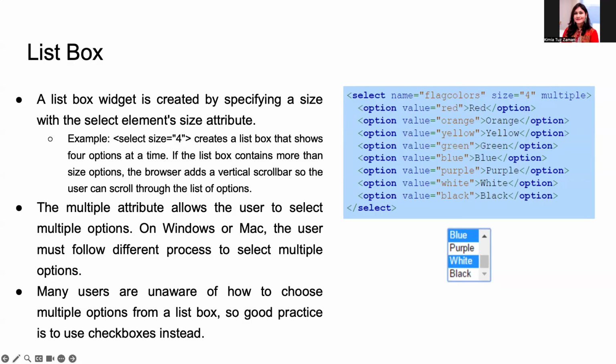the list. We can also use the multiple attribute, which allows user to select more than one option. On Windows or Mac, this is done by holding down special keys like Control or Command while clicking. However, many users don't know how to select multiple options from a list box. Because of this, in practice, developers often use checkbox instead to make it clear and easier for the users. In the example shown, users can pick from a list of colors like red, orange, blue, or black, and multiple choices can be selected at once if the multiple attribute is set.